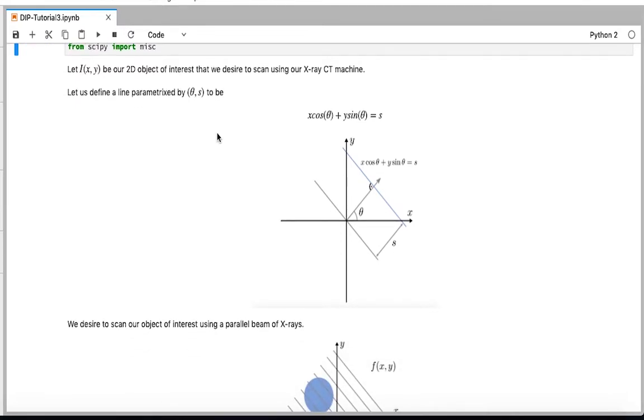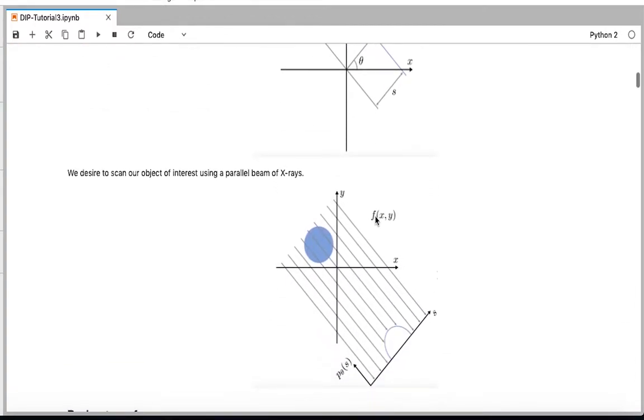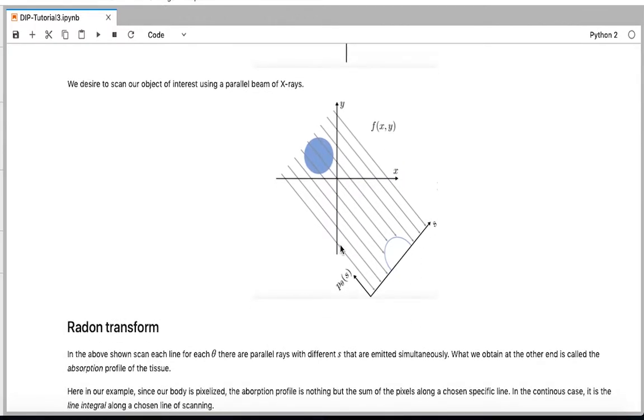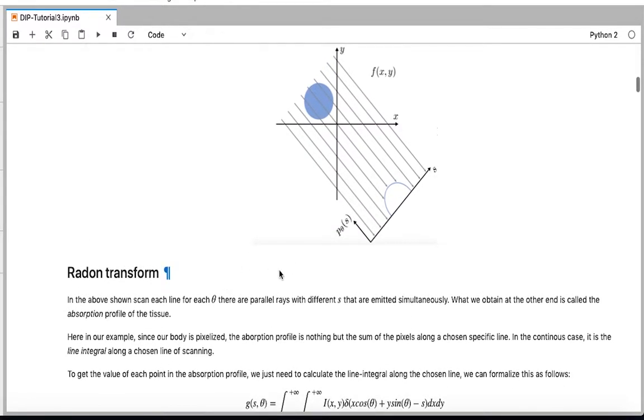Okay, for now today we're going to talk about just 2D objects. Let's say our object is just an image. Since we want to rotate around the body, we choose to parameterize the line in theta and s. Let's say this is our body. We project the rays like this with varying s at a chosen theta. For a particular theta, all the lines through s are sent in, and they are received on the other side.